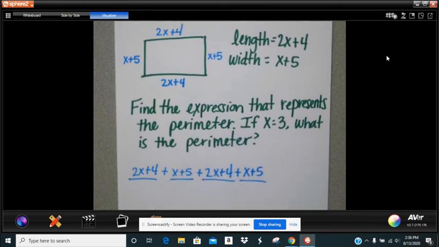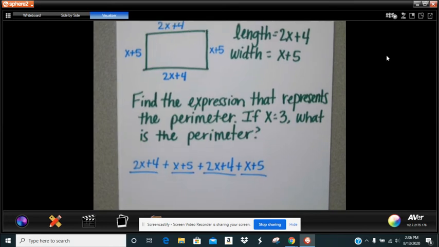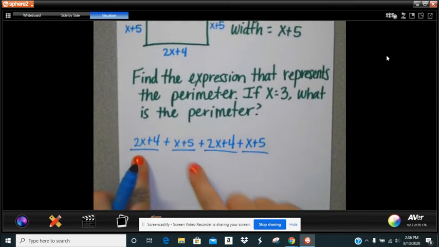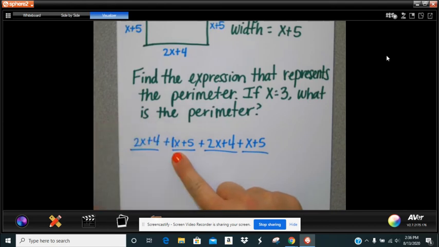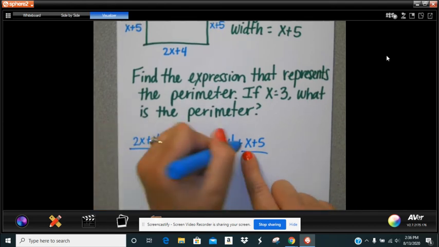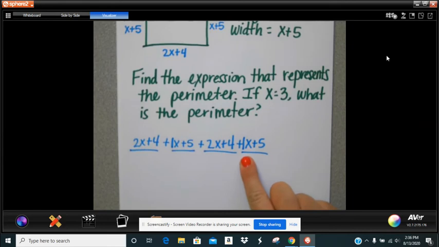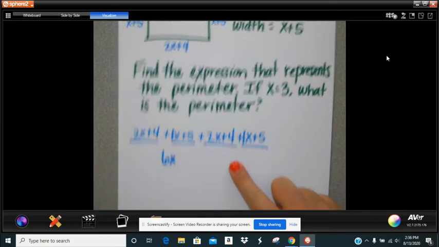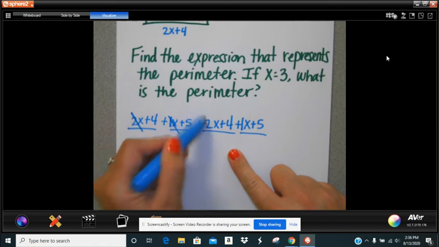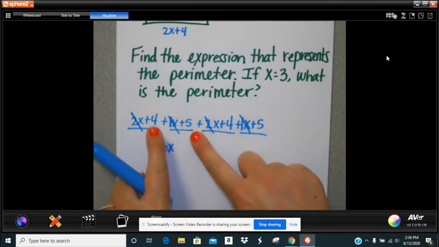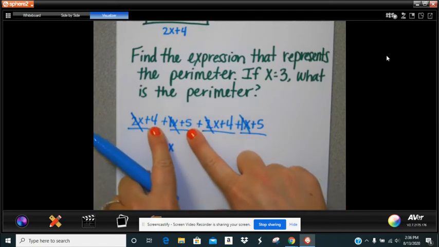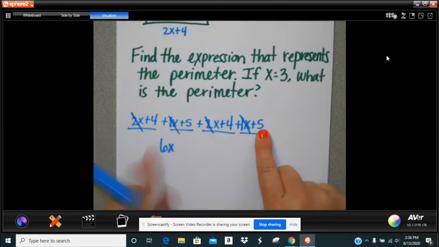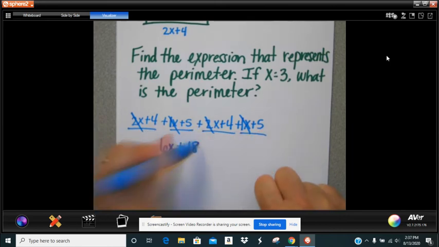Now this is just like what we were doing yesterday. We're adding the polynomials, and when we add polynomials, we combine like terms. So I've got 2x plus 1x plus another 2x plus another 1x. If I combine all those like terms, I get 6x. Then we add the constants: 4 plus 5 plus 4 plus 5 is going to give me 18.